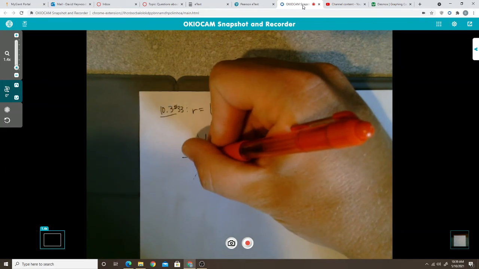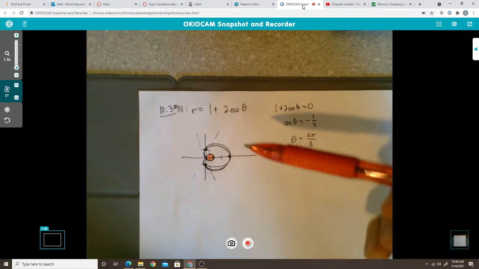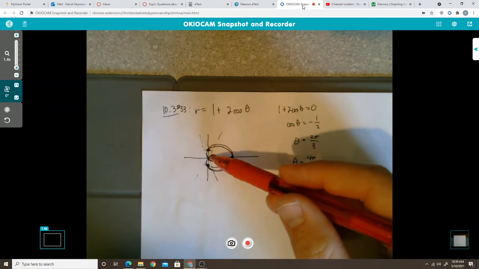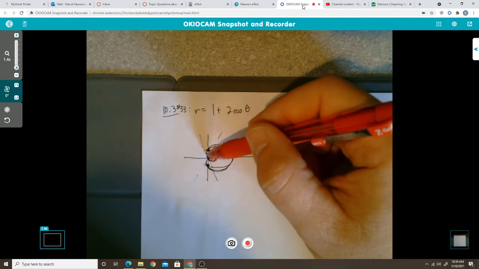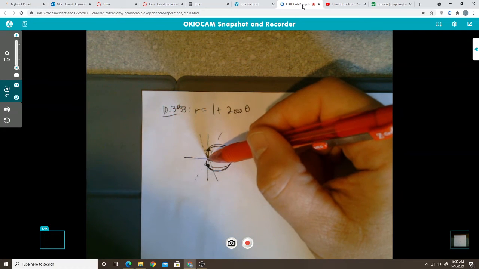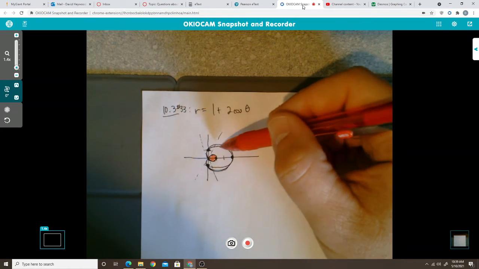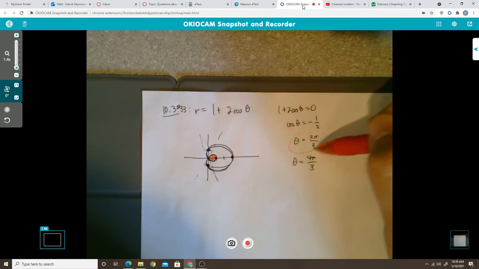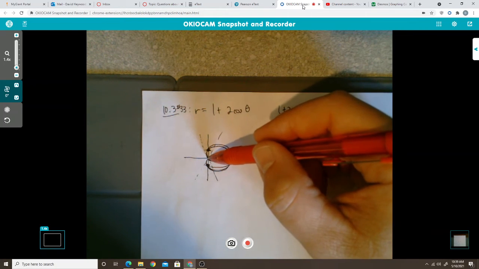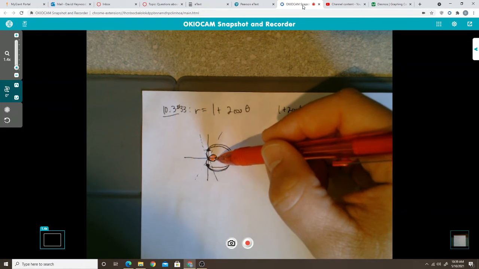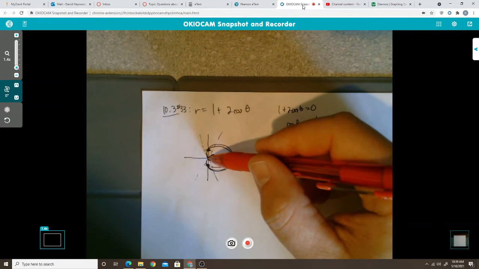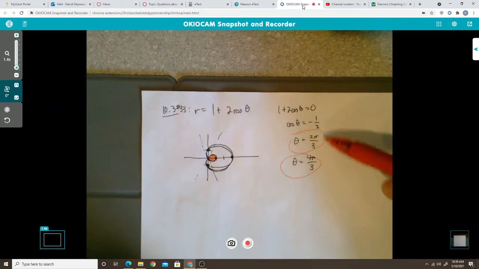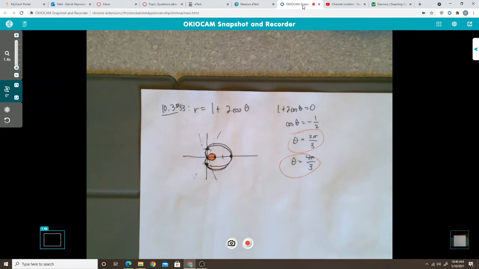Well, we've already done the work of finding the limits of integration, right? Because in order to get inside of this inner loop, that happens when we cross through the pole and then we're negative, right? We cross through the pole for the first time here at 2 pi over 3, and we stay negative this whole time. So we're going around this entire inner loop until we get to 4 pi over 3. Then we're back at the pole, and we pop back out, right? So those are our limits of integration right there. They've got to be.